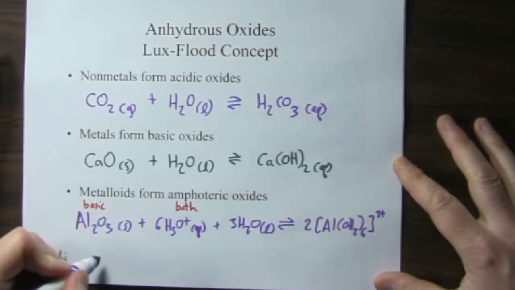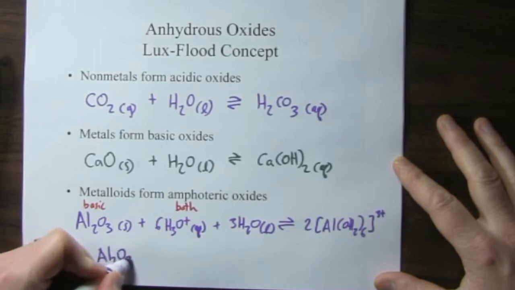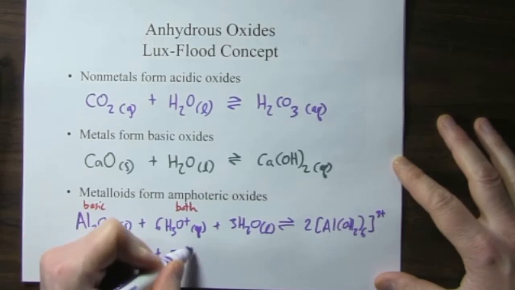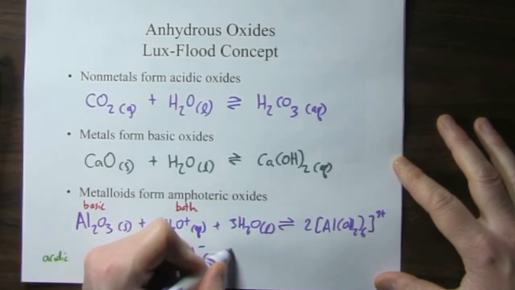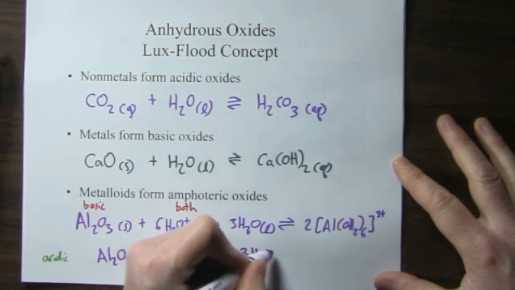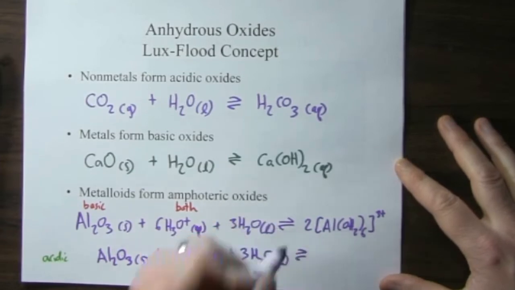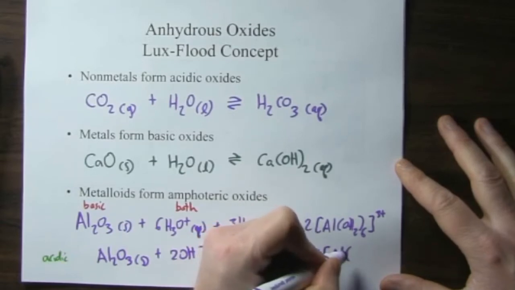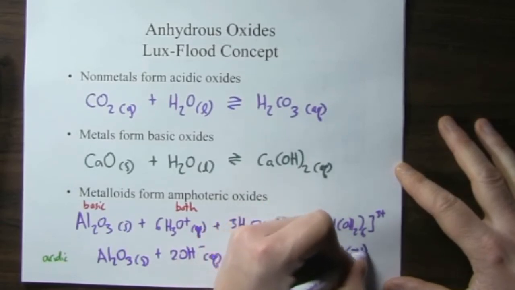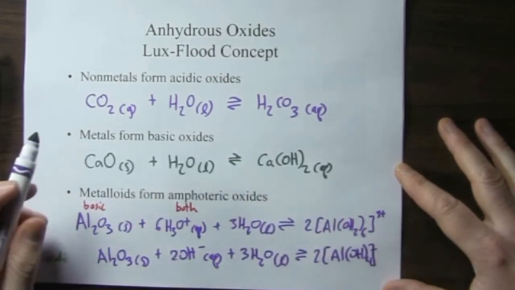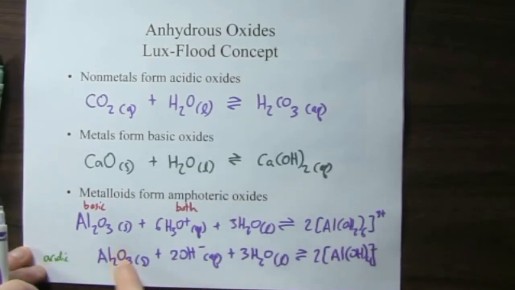Alumina can also react as an acid. Aluminum oxide solid plus aqueous base, and water, of course, to balance, will form a different type of complex, an aluminum hydroxide. Okay. So here it's acting as acid, so that's amphoterism. It reacts as both acid and a base.